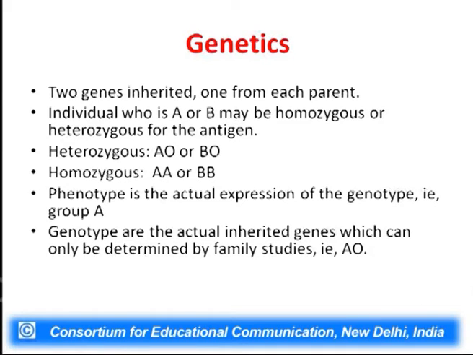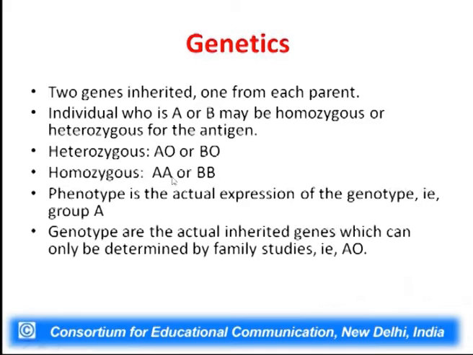But what do we understand? The basic understanding of genetics should be that there are 2 genes which are inherited from parents. An individual which has A or B is homozygous or heterozygous for an antigen. So heterozygous is AO or BO. Please remember, O is not another blood group. O just means null. That means it does not exist.